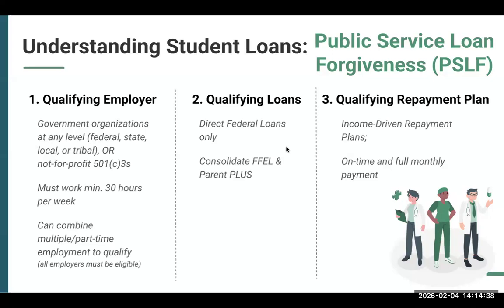And you also need qualifying loans. So you do need direct loans. If you don't have direct loans, like if you have FFEL loans or Parent PLUS loans, we will help you consolidate them. And then that way it will be changed to a direct loan. And then lastly, you do need to be on an IDR.